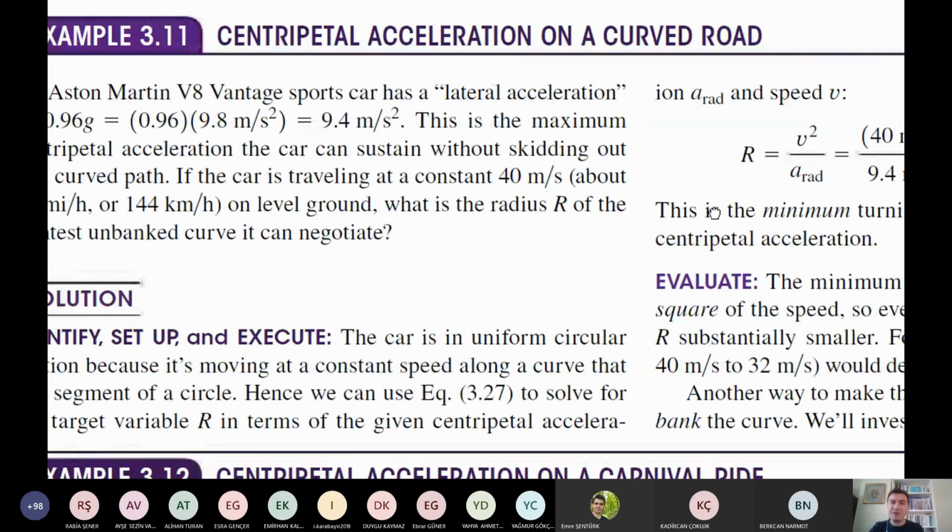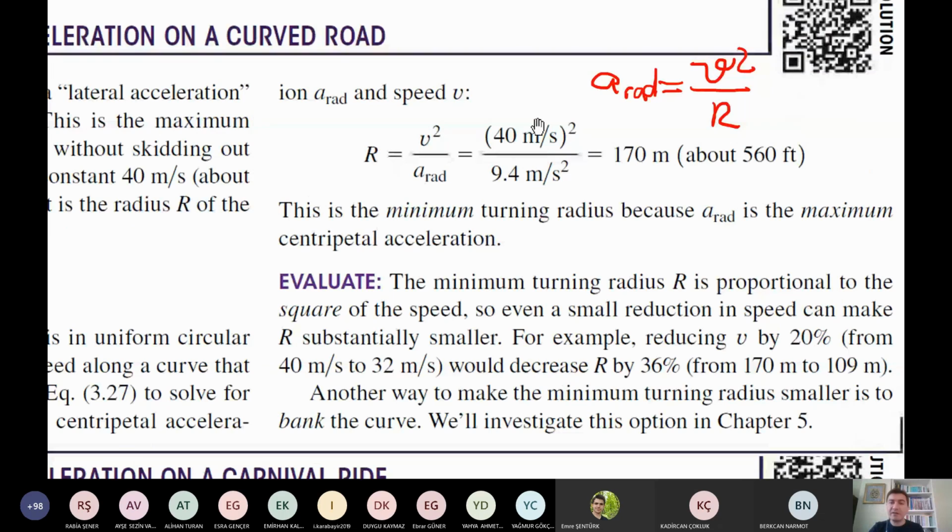Here we have meter square per second square. Here we have meter per second square. So this second square will cancel this second square. And here we have meter square. Here we have meter. The final result will be meter in terms of unit, okay? So this is the radius. Now let's have a look.